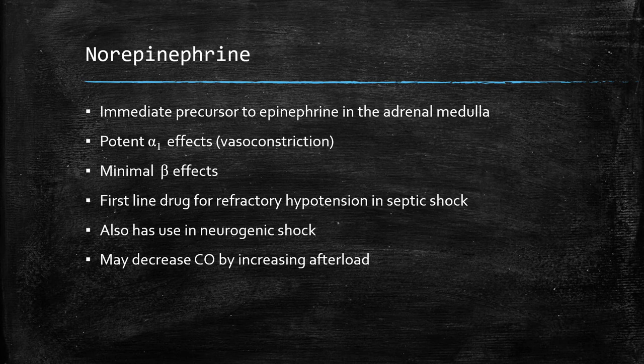Norepinephrine is the immediate precursor to epinephrine in the adrenal medulla. It has very potent alpha-1 effects, which leads to vasoconstriction. Norepinephrine also has minimal cardiac effects, and so we don't see much in the way of increased heart rate or increased myocardial contractility. Norepinephrine is usually the first drug chosen to treat persistent hypotension in septic shock. Norepinephrine also finds uses in treating neurogenic shock as well. One caveat with norepinephrine is that it may decrease cardiac output. The mechanism for this is that increased smooth muscle tone will lead to increased afterload.